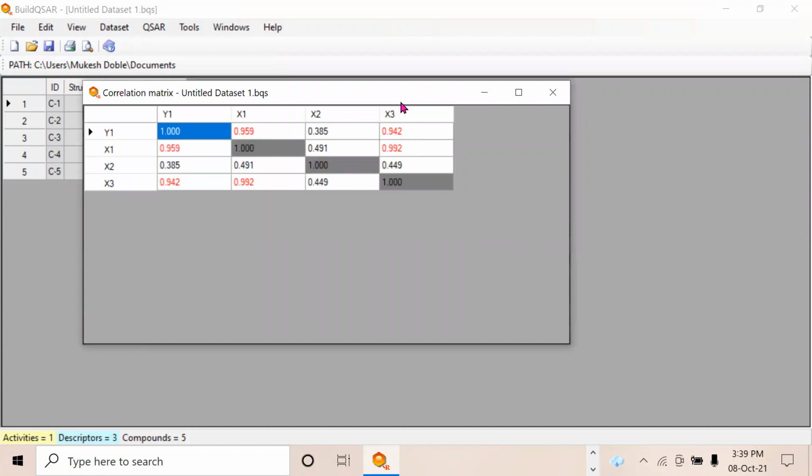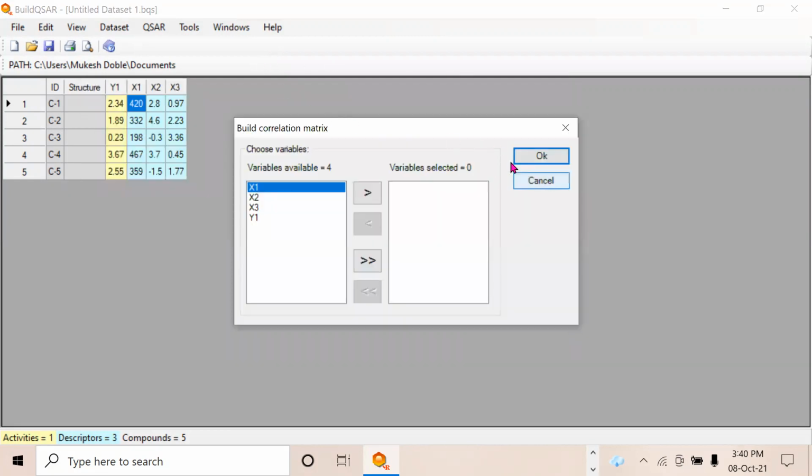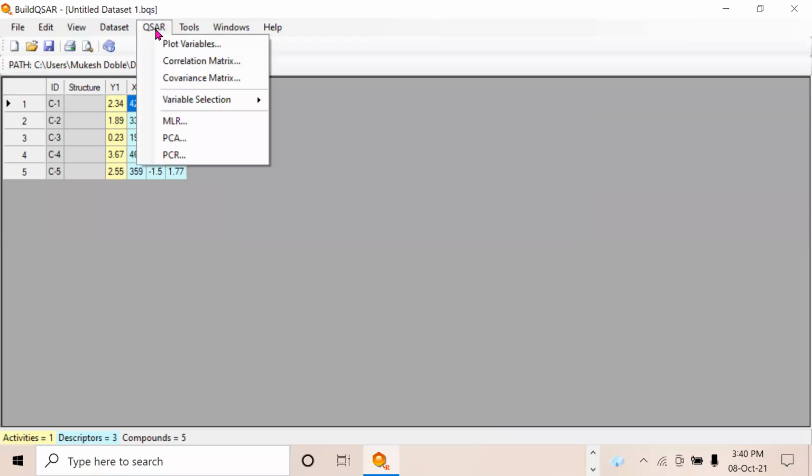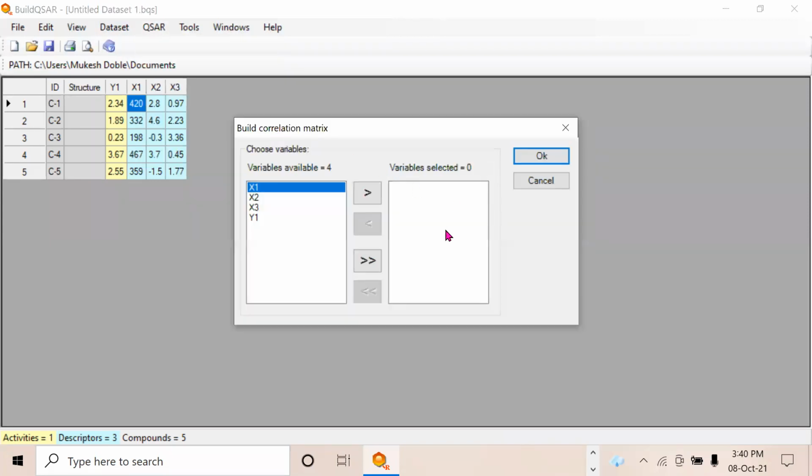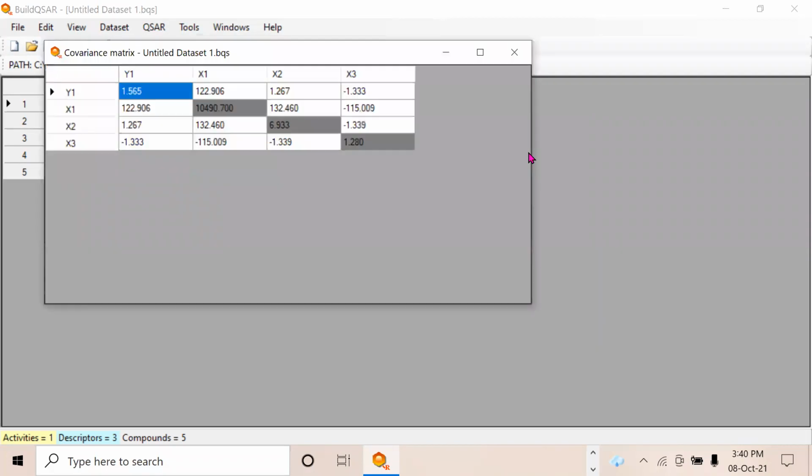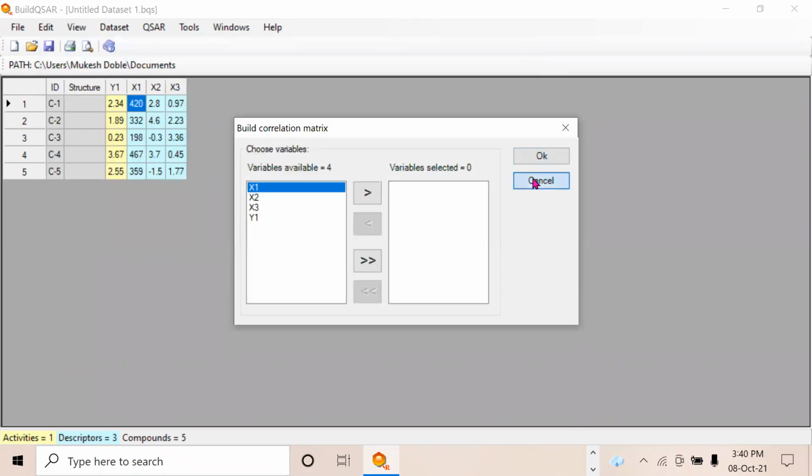Dipole also is very good correlation. But this one is bad. Log P is bad, I've seen here. So we can do that correlation matrix. Then we can have covariance matrix. It's called covariance matrix.